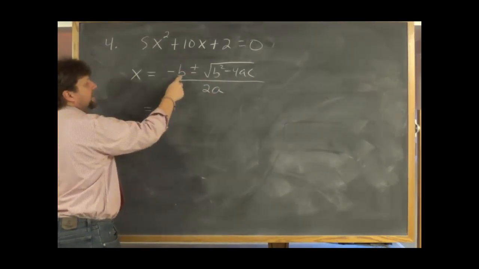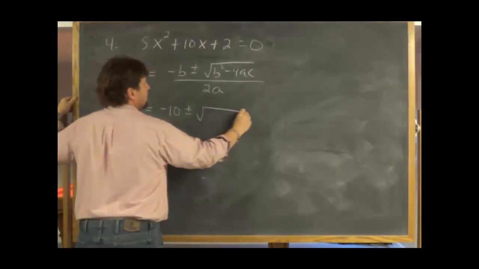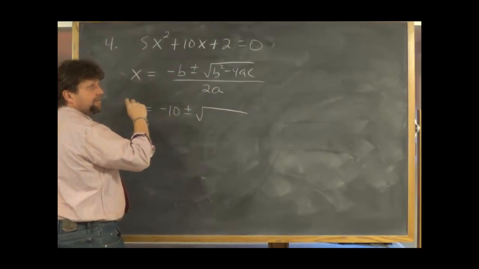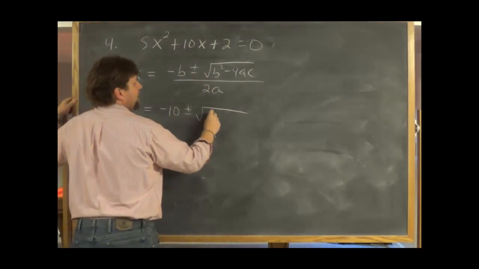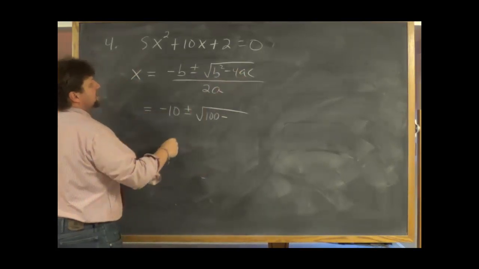B is 10, so the opposite of 10 is negative 10, plus or minus the square root, b squared, well, that's 10 squared. 10 squared is 100, minus 4 times a times c.